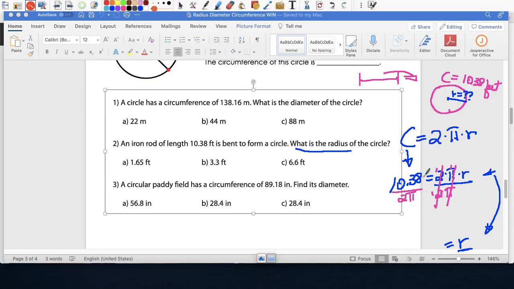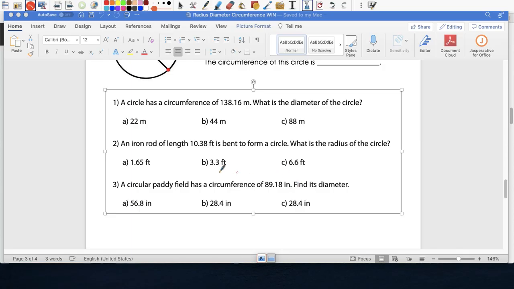My calculator keeps turning off. 10.38, 2 pi at the bottom, enter. Oh, come on. 1 second. 10.38 divided by 2 pi. Don't shut off. And I get 1.65. Do we have that? Oh, look, it's right here.